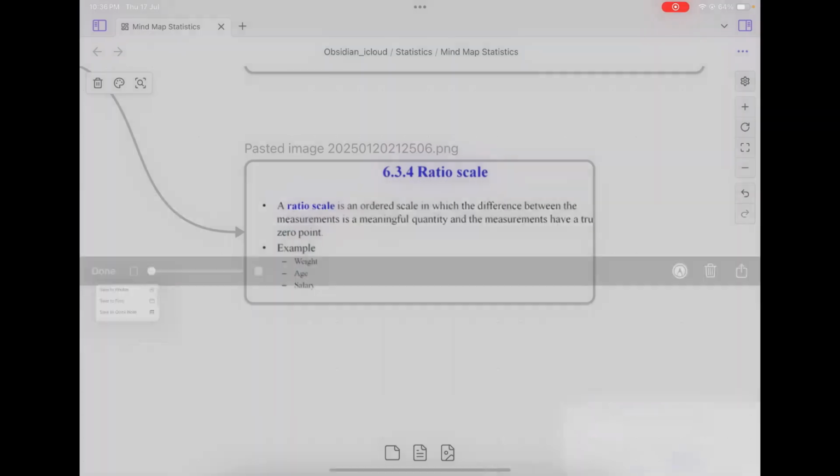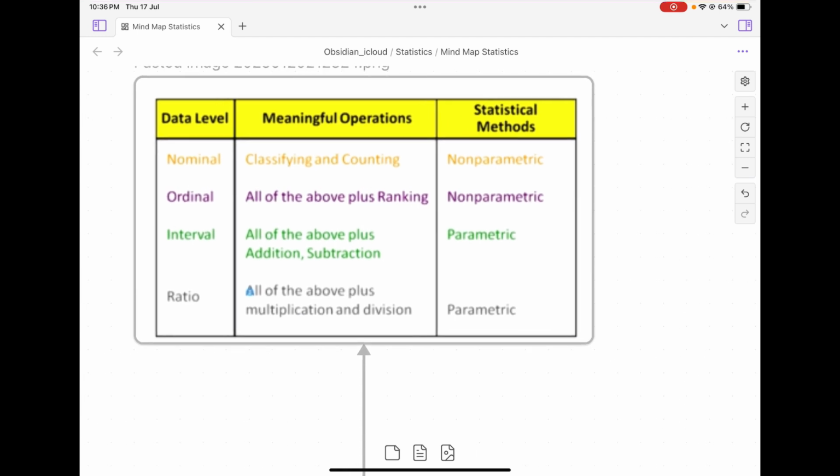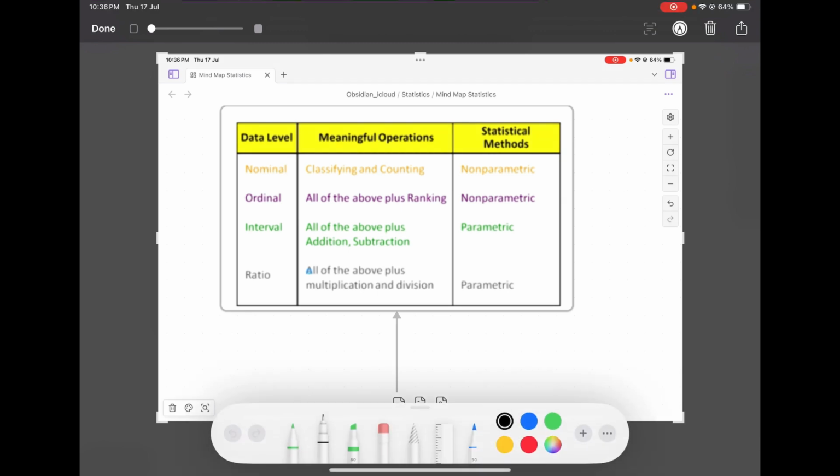Let us see one more thing. We have seen 4 different types of data. Let us call that data level. I told you the highest level is ratio, then comes interval, then ordinal, then nominal. So what operations can you do with this data? With nominal data you can classify and count, like classifying into male, female, transgender. So there are 3 different categories. You can just count and classify. You cannot do any other operation.